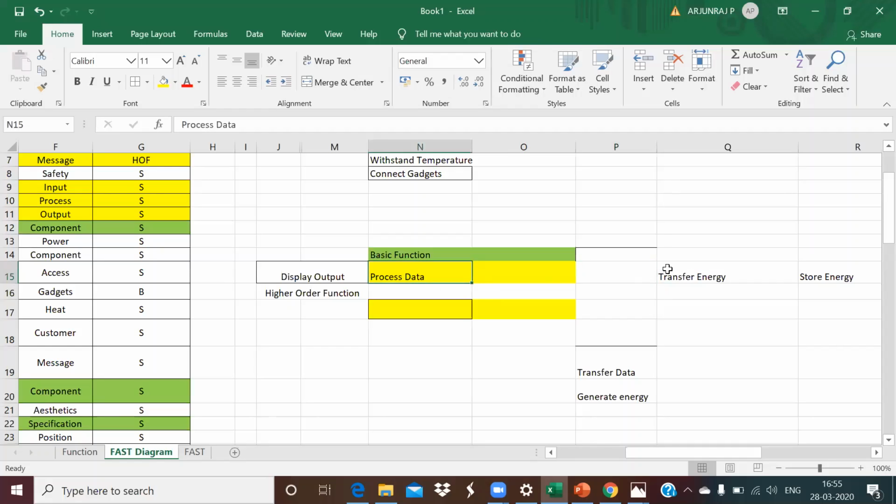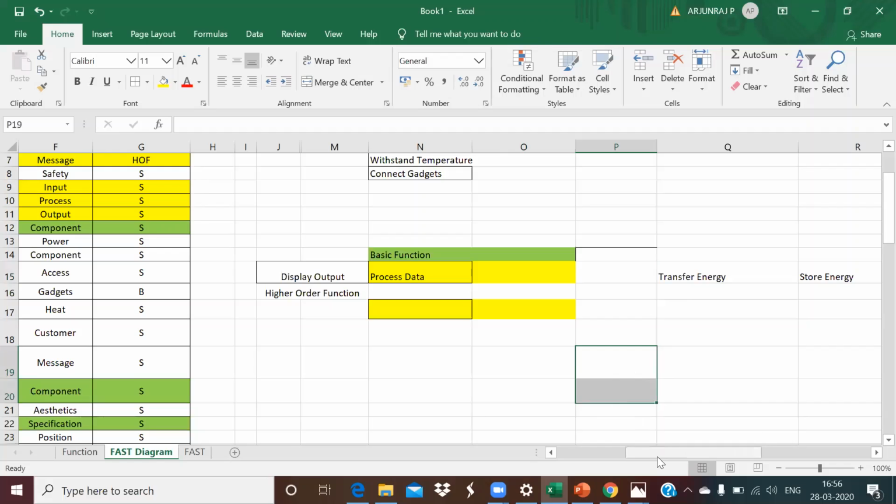Why do I need to transfer energy? To process data, and even the input and output also take place with the help of transferring the energy. Before processing data, we need to receive the data, so there may be some simultaneous functions. We first need to receive, then process. We need energy to receive the data as well as process it.